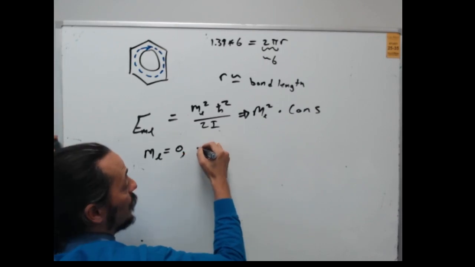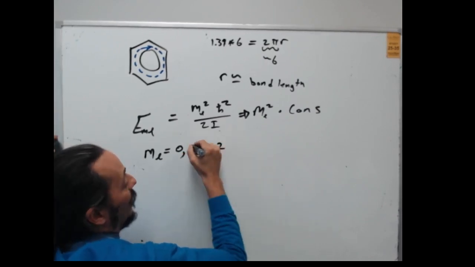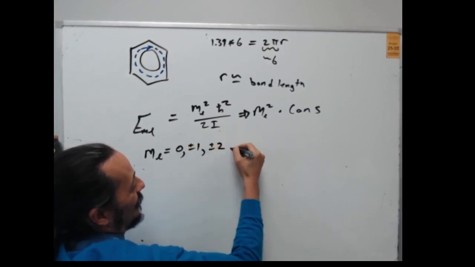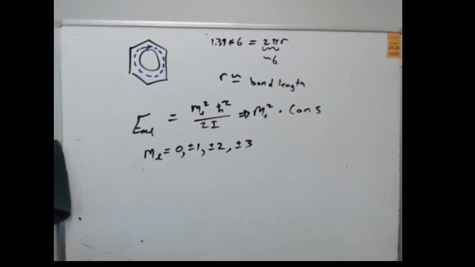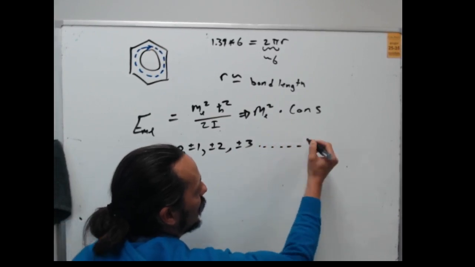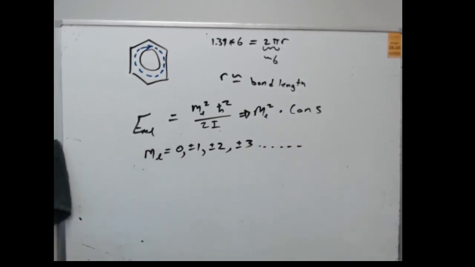Right, m sub l, and then we could keep going, right? We could go 4, 5, 6, 7, 8, 9, 10, keep going. I only wanted you to do from 0 to 3, and you notice I did the absolute value of m sub l up to 3 because it could be plus or minus.